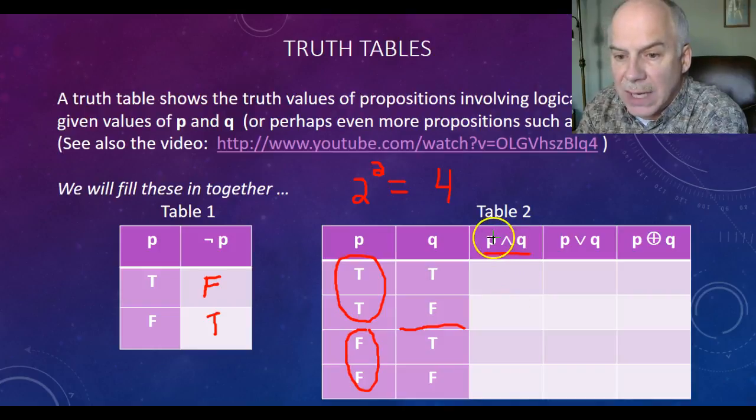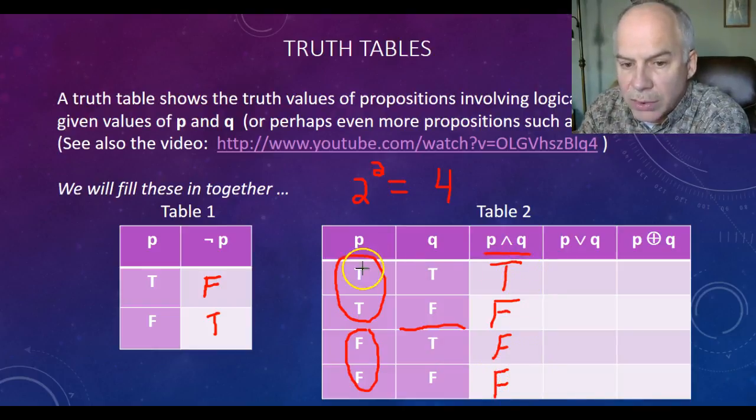All right, now what does it take for and to be true? Well, it takes both of them to be true. So you see that both of them are true in the first case, so this will be true. But in the second row, both of them are not true, so that's going to be false. And the third row, both of them are not true. And in the last case, both of them are not true. So the only row where it's true for and is when both are true.